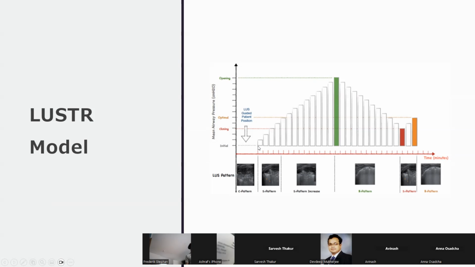Now, what they have done is basically in babies, this is a piece of work that's been done as a randomized control trial, but really they've looked at recruitment conversion of the C to the S pattern, and then really an improvement to the point where you can achieve a B pattern. And really, once you've achieved the C to B pattern, that is really your critical opening pressure. But when you look at this paper, there were significant increases in MAP in a very short period of time.